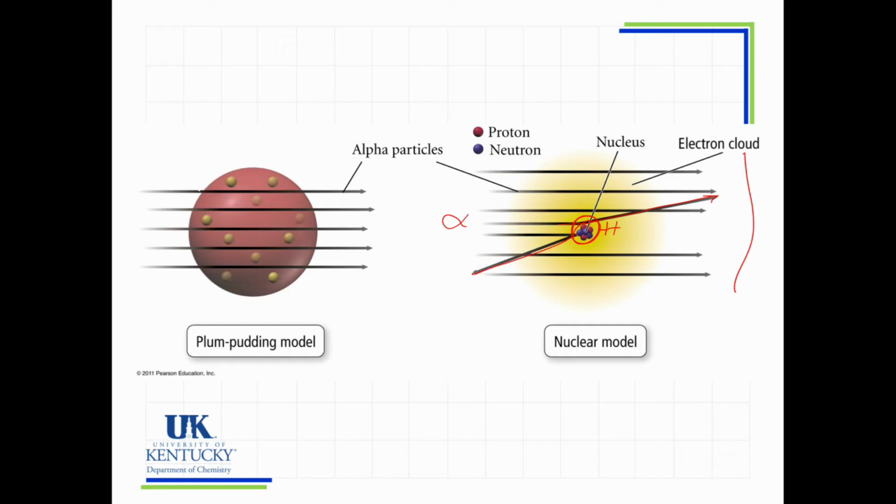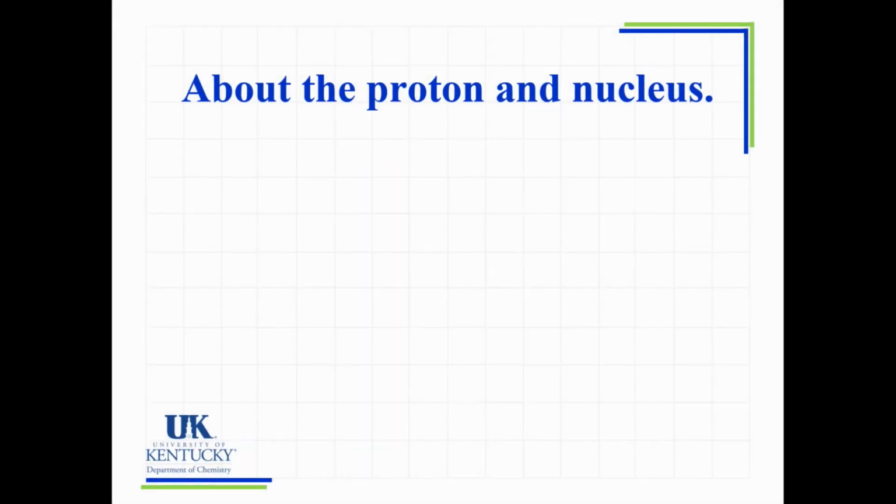And if it were to strike it, it would bounce right back off. And so this gave us the idea that that nucleus was very tiny because most of them passed through, and was positively charged because it deflected some of those alpha particles, which themselves were positively charged.